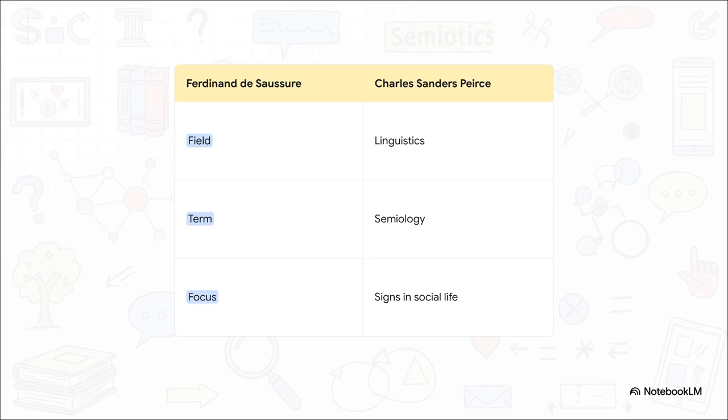Okay, this slide is absolutely key, especially for anyone revising for exams. This is the fundamental split. You've got Saussure, the linguist, who's all about how signs work as shared social rules, kind of like a language. Then you have Peirce, the philosopher, coming at it from logic. He was trying to classify every single type of sign you could possibly imagine. And this isn't just trivia. This fork in the road is huge. Saussure's path leads straight to cultural studies, while Peirce's work became foundational for philosophy and cognitive science. Two different starting points, two very different legacies.